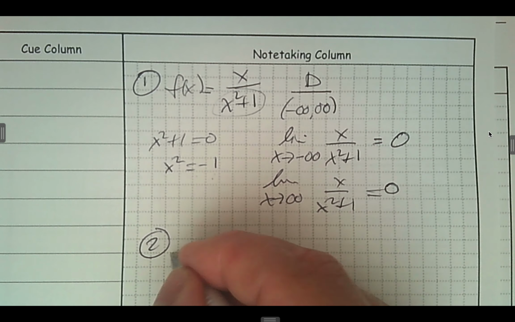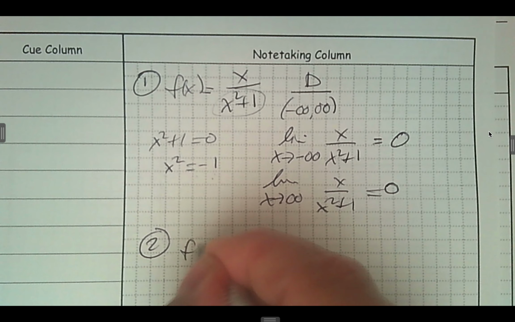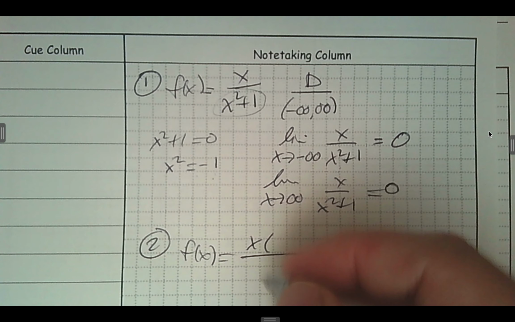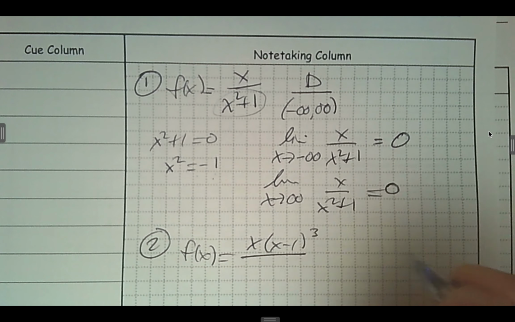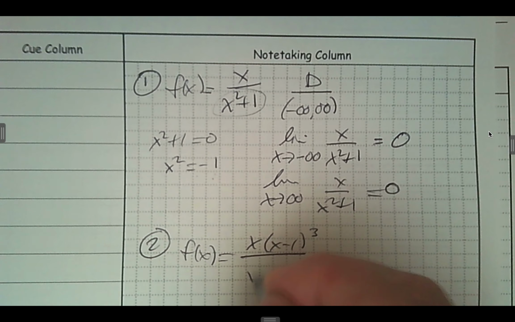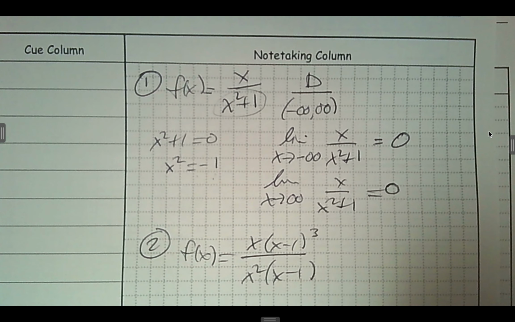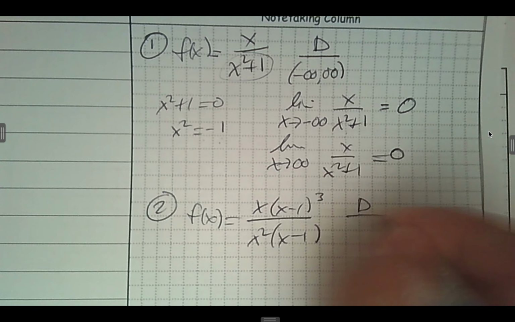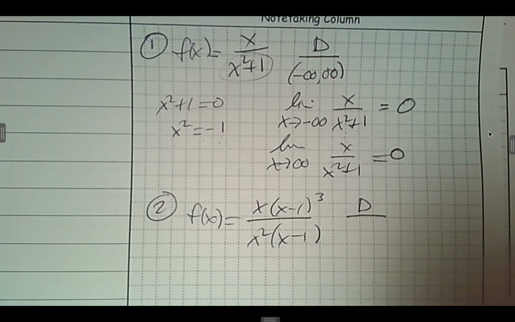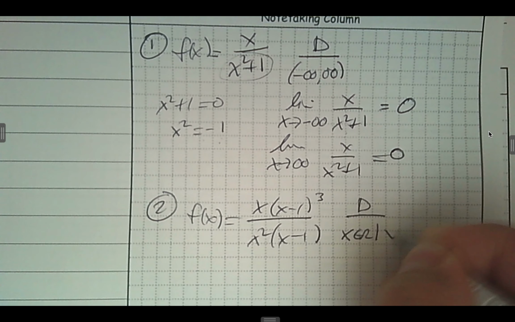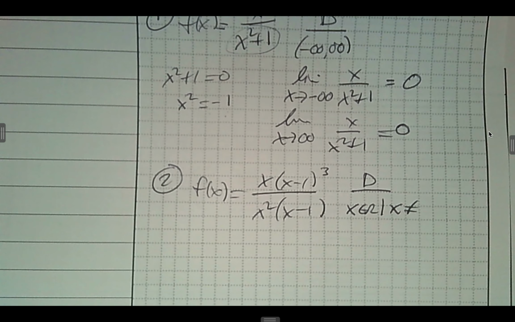Number 2. Number 2 is f of x equals x minus 1 cubed, over x squared times x minus 1. And this one asks something a little different. It says domain, hole, and vertical asymptote. So first of all, the domain. For the domain here, I'm going to write it like this, where x is an element of all real numbers. There are two values x cannot be.